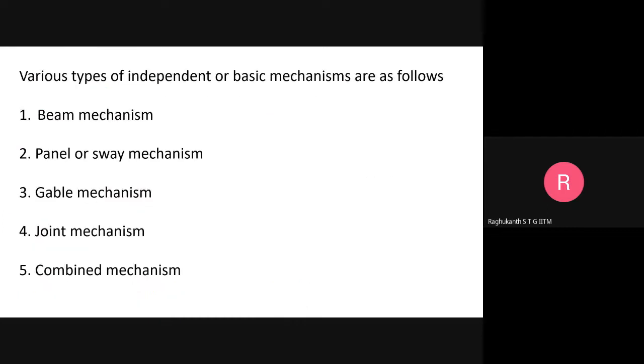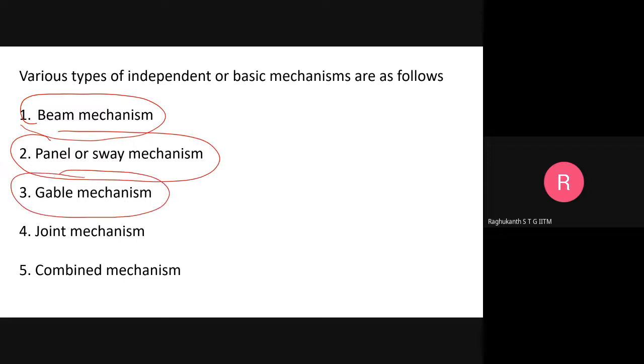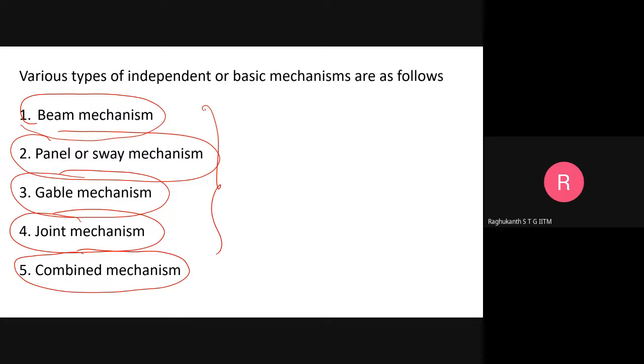Now there are several other mechanisms when you look at portal frames and other structures. There is what we call a beam mechanism, then panel or sway mechanism, then gable mechanism. This is important for gable frames and others. Joint mechanism is possible. Then we can have a combined mechanism, that is a combination of one or two, like a combination of beam and sway, or sway and joint, or you can combine all these things also. You can have a combined mechanism.